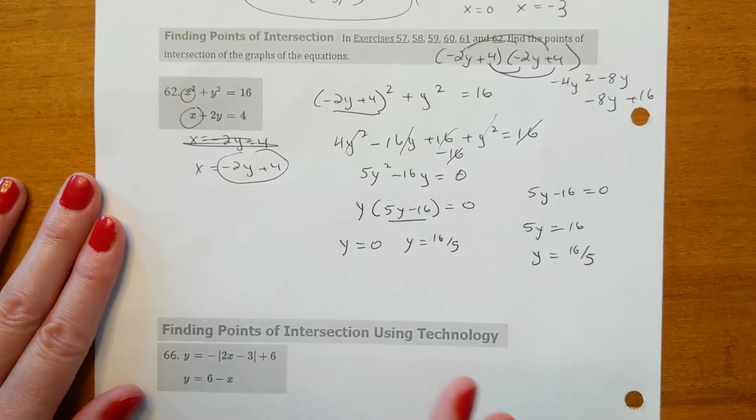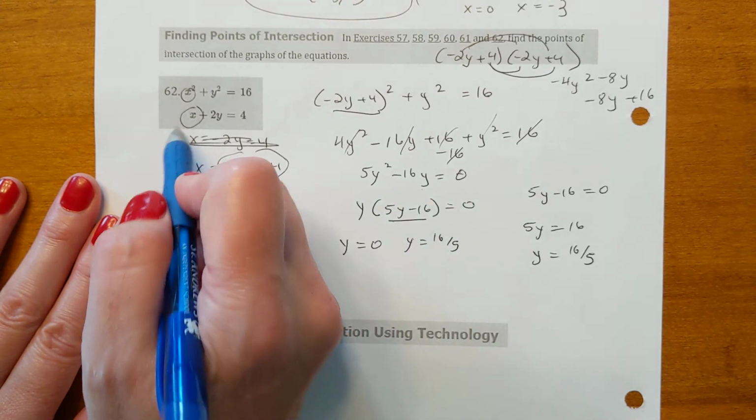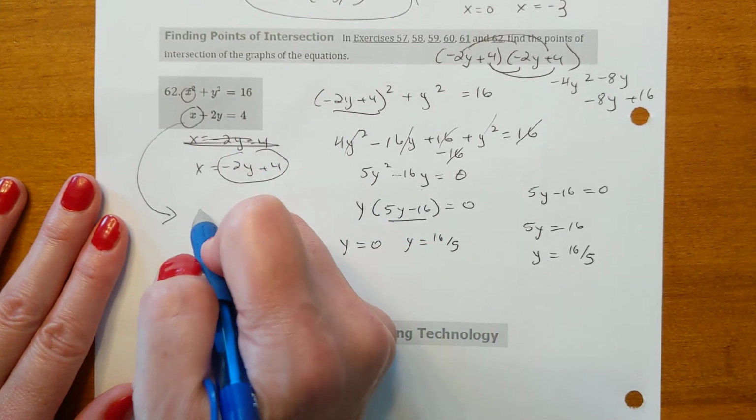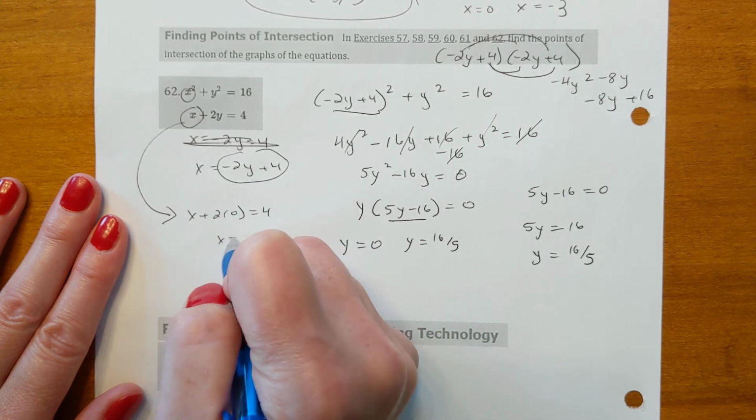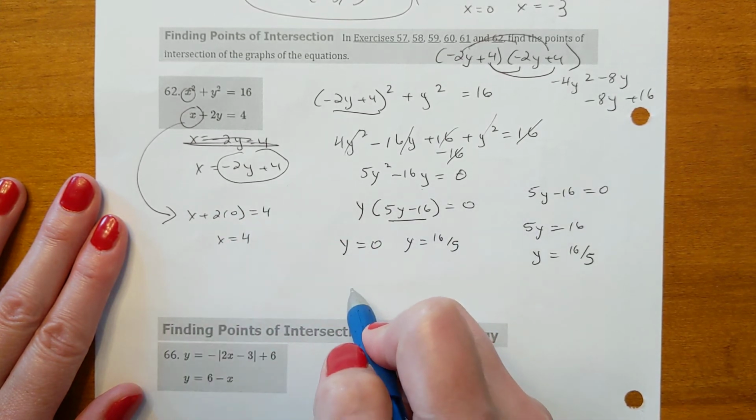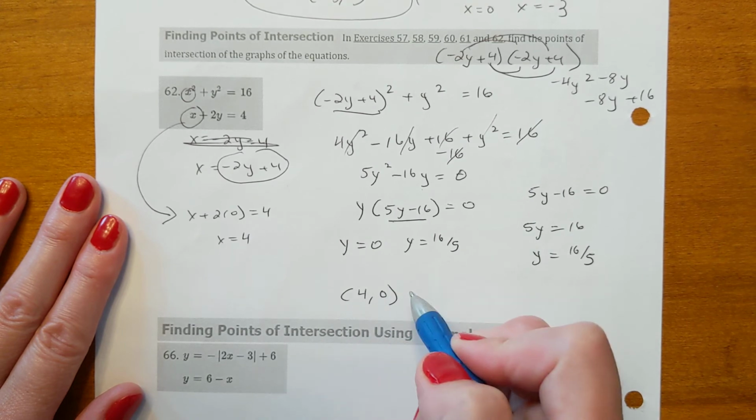Okay, don't forget now we also need to find the x value because we want to have the whole coordinate point for the whole intersection. So take the 0 for the y and plug it in here. So x plus 2 times 0 equals 4. So that'd make x equal 4. So there's one intersection point, 4, 0.